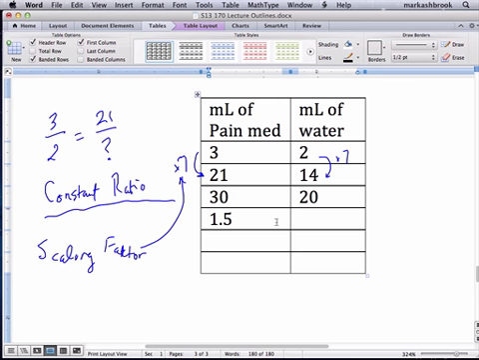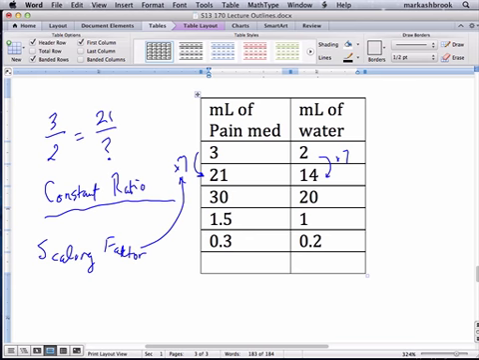What's my scaling factor now? 0.5 or 1/2. Therefore, how much water? 1. Okay? Can I scale the water? Sure. I just scaled the water. So now, how much did I scale the water by? What's that? 1/10. So now how much pain medication would I need? Scaling factor reasoning. Does it make sense?